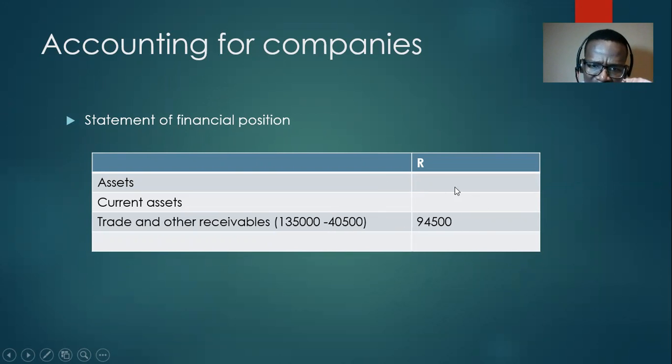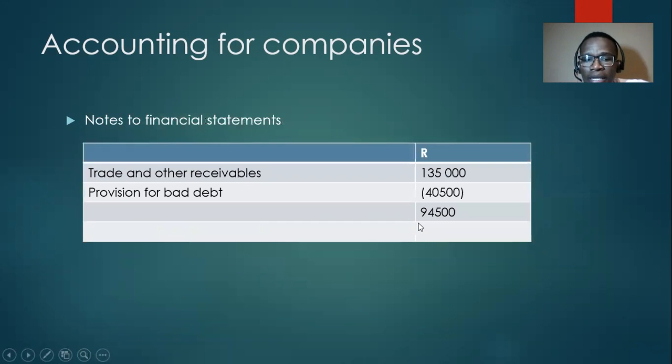But when your user is looking at this, they won't be able to tell what's really happening if this was not there, because in the financial statement you don't show this bracket, you only show this amount. So that's why they say no, so that the user can be able to tell what's happening. Then the notes will be trade and other receivables 135,000, provision for bad debts 40,500. So your net debtors is 94,500.